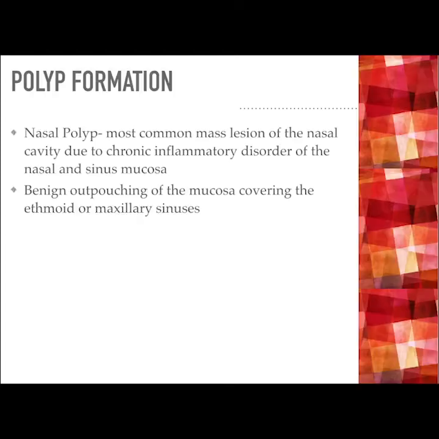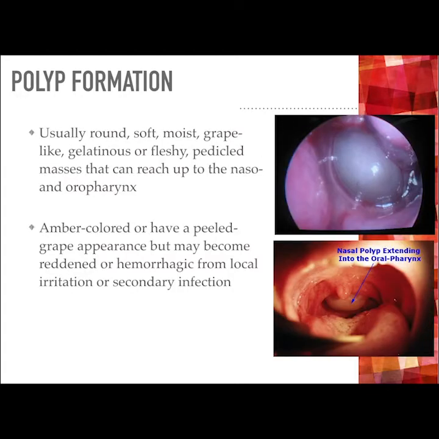Polyp formation. A nasal polyp is the most common mass lesion of the nasal cavity due to chronic inflammatory disorder of the nasal and sinus mucosa. It is a benign outpouching of the mucosa covering the ethmoid or maxillary sinuses. On direct visualization, there are round, moist, grape-like gelatinous or fleshy pedicled masses that can reach up to the nasopharynx and oropharynx. They may also become hemorrhagic from local chronic irritation and infection.